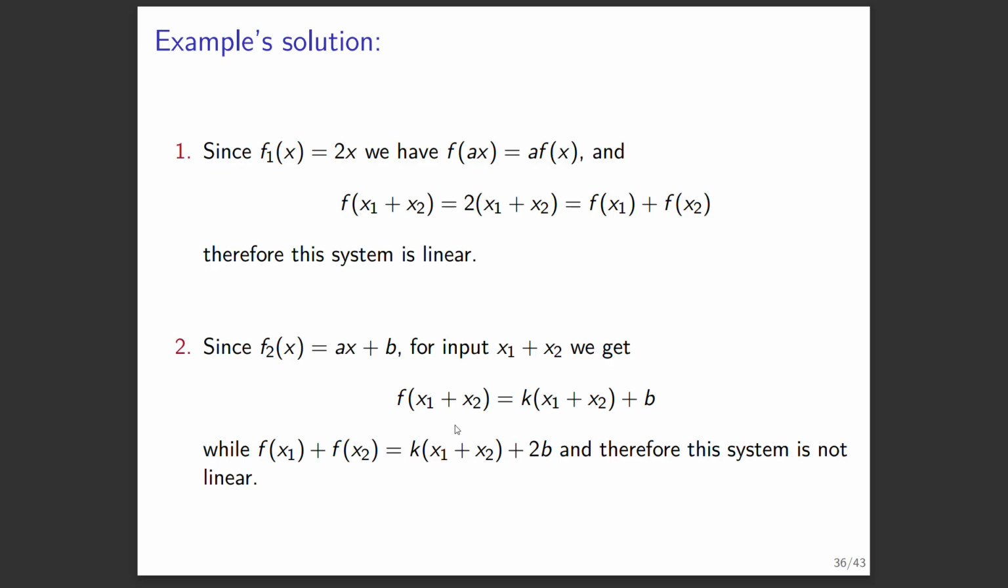Why? Because f of x1 plus x2 is going to have this b here, but f of x1 plus f of x2 would be kx1 plus b, and f of x2 would be kx2 plus b. If I add them up, I'm going to have k(x1 plus x2) plus 2b, not b. And therefore, the system is not linear. So this is a line. The equation that is describing this system's dynamics or behavior is a line. But the system is not linear. There's a difference between a linear system and having a line as the dynamics. Okay?